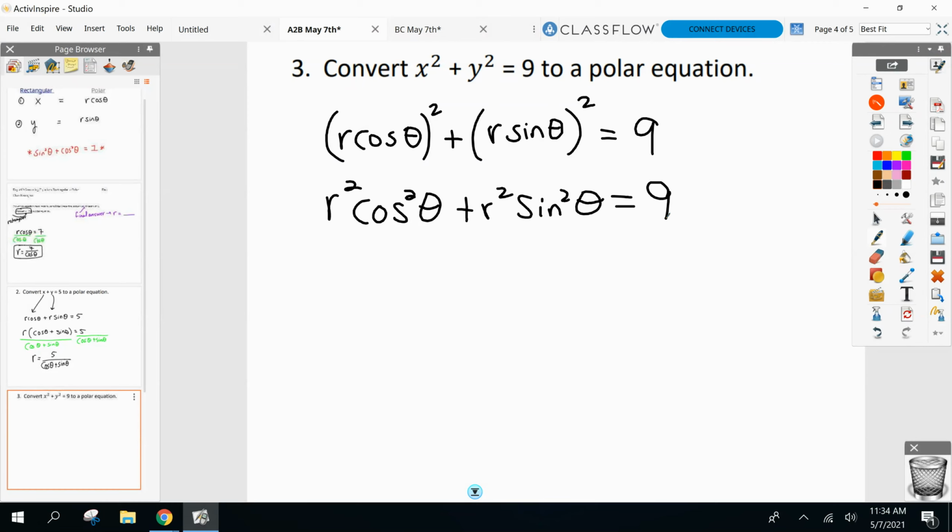I need to get a single R by itself. Look at what we did last problem. Can Matt help us at all with this one? Because I have R squared twice, and that's a problem. I just need one R once.